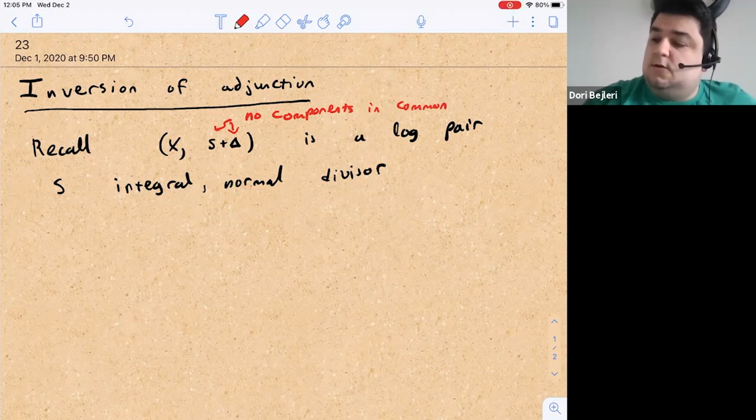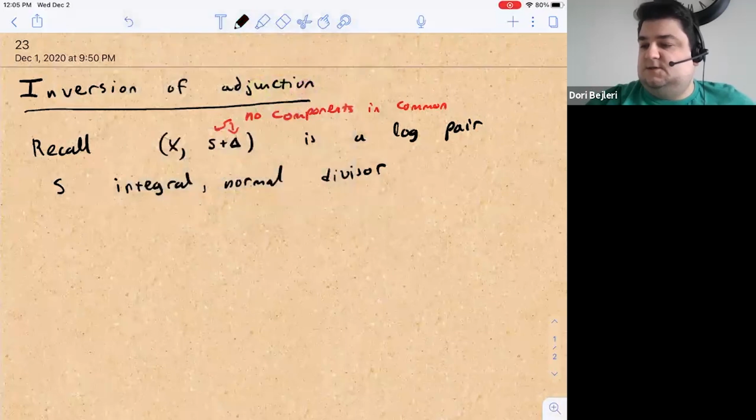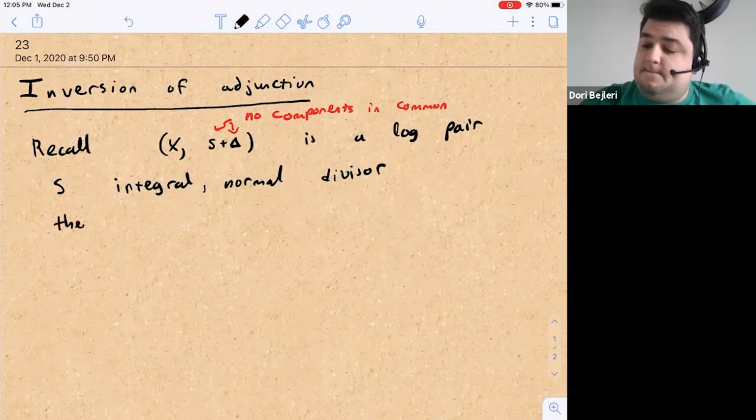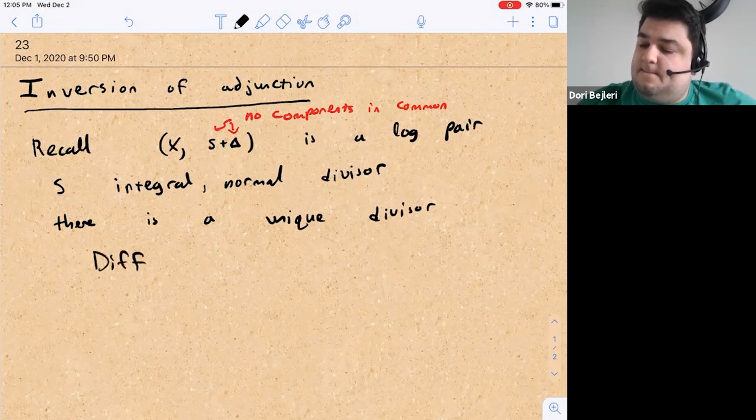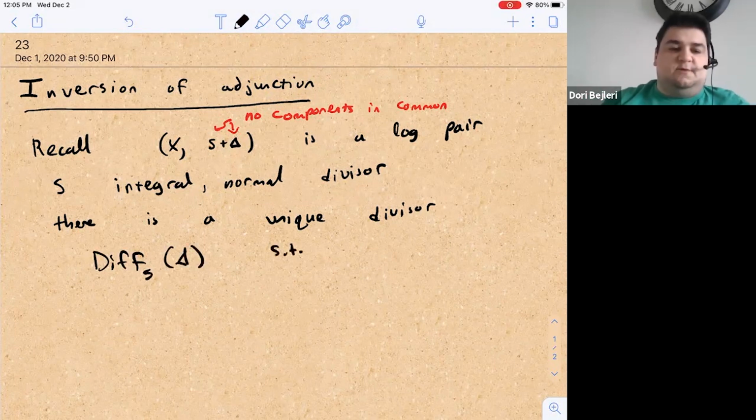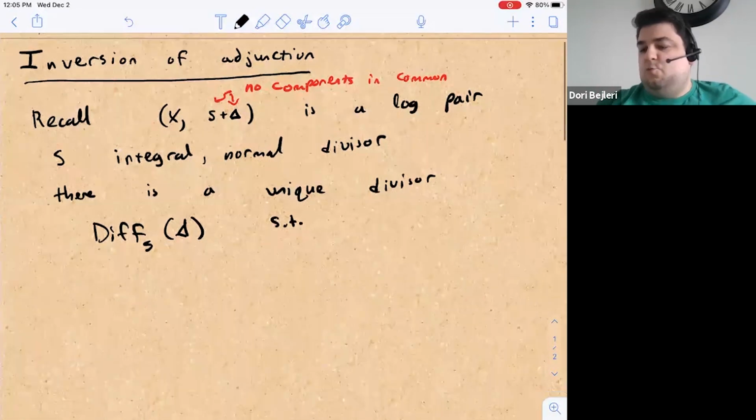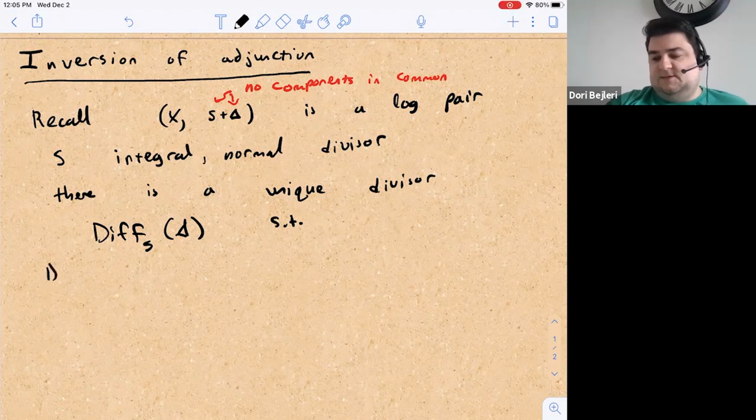So then we showed that there was a unique divisor, the different, with a bunch of properties, but namely that with the different, adjunction holds as you might expect. So it's basically the correction term to adjunction.